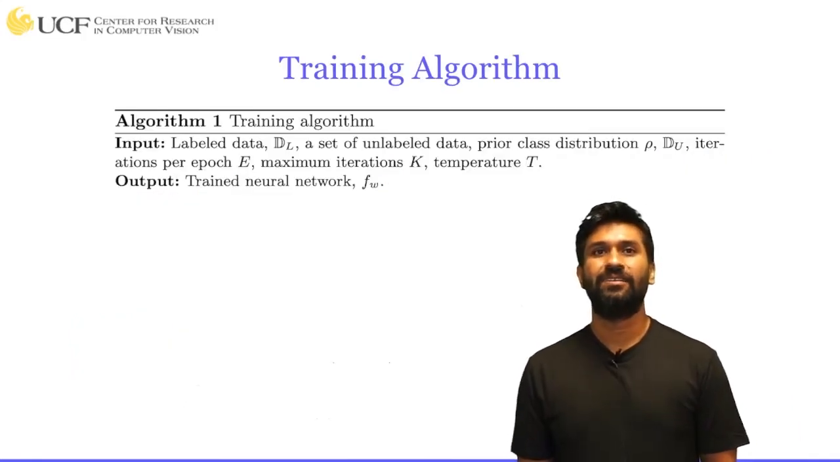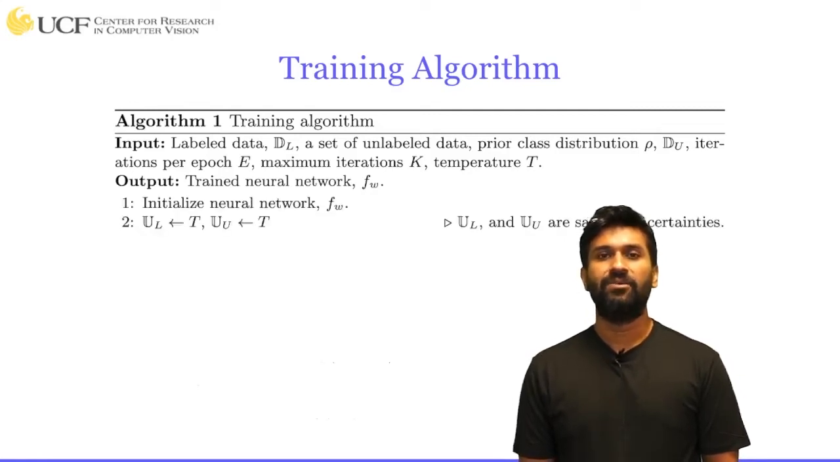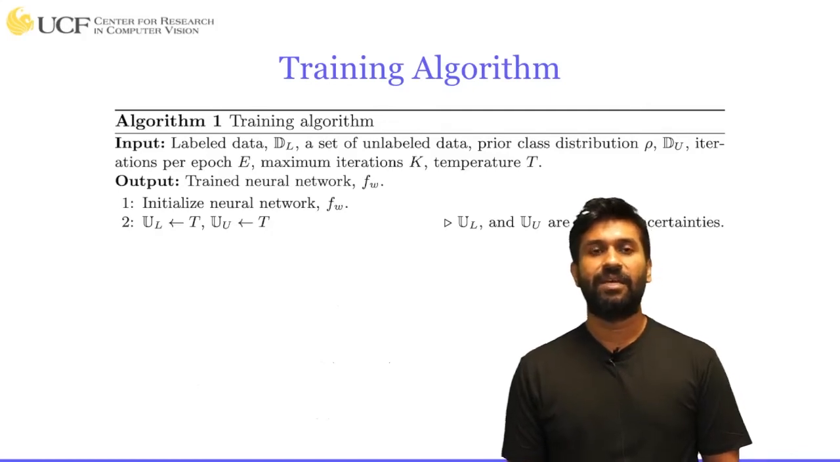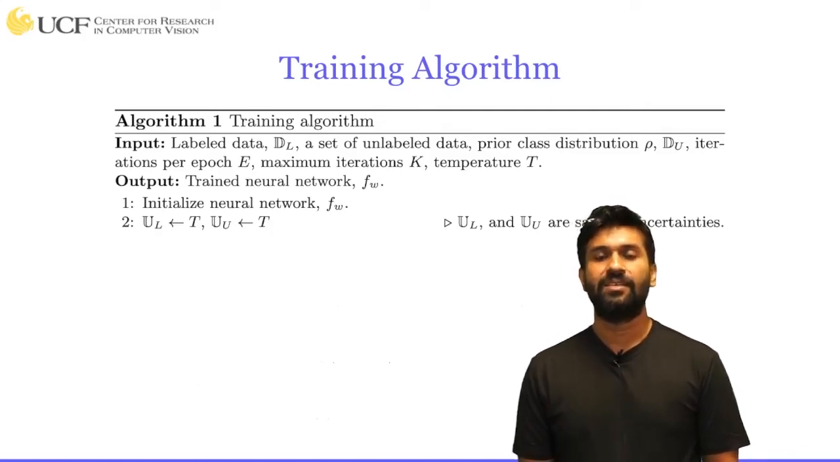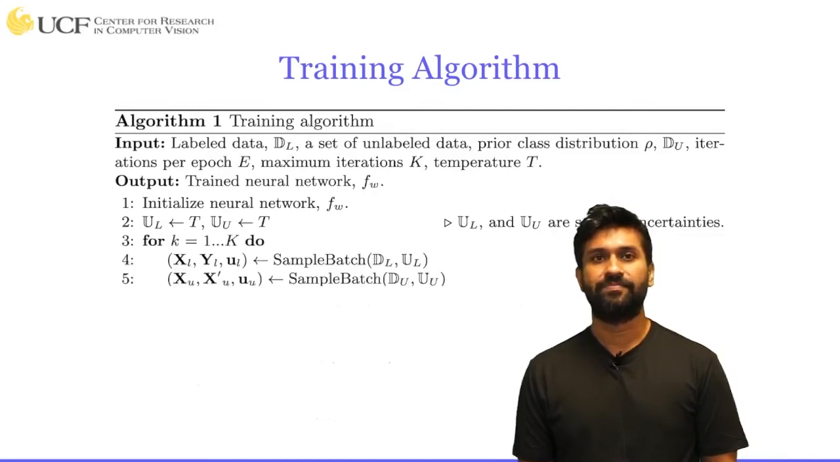Here is our overall training algorithm. For input, we'll have a set of labeled data, we'll have a set of unlabeled data, and we'll have access to the prior class distribution rho, and we'll have the iterations per epoch E, also the maximum iterations for the full training K, and the temperature T. And it will output the trained neural network f_W. At the beginning, we'll initialize the neural network f_W, and we'll initialize the set of uncertainties for the labeled and unlabeled data with the temperature T.